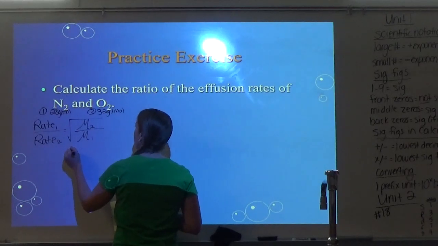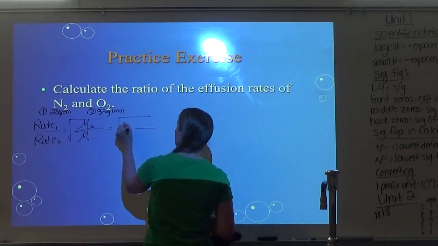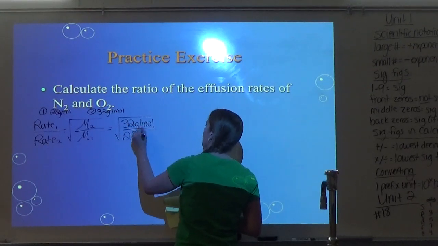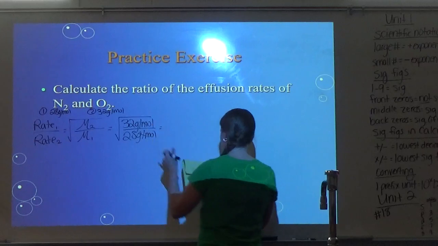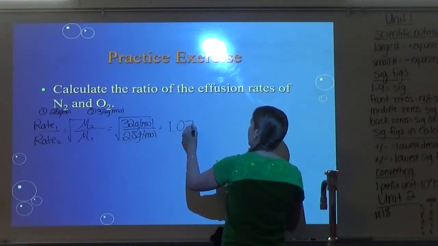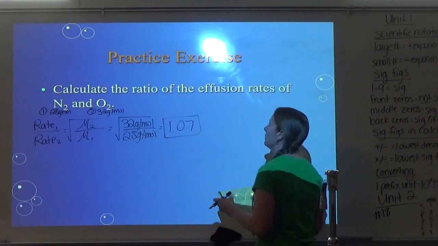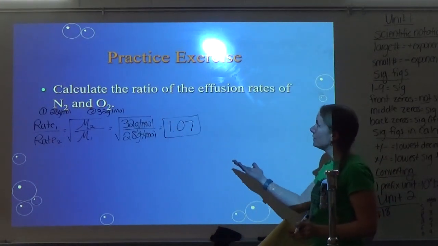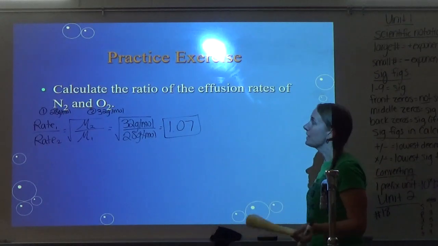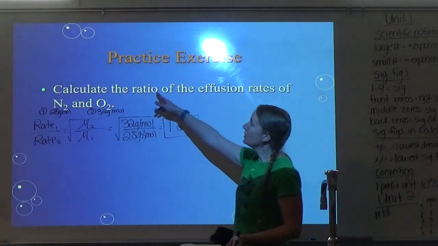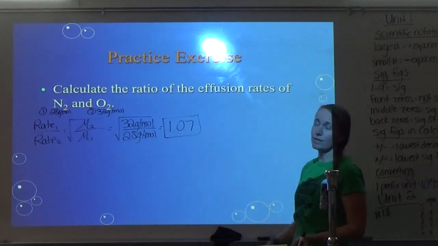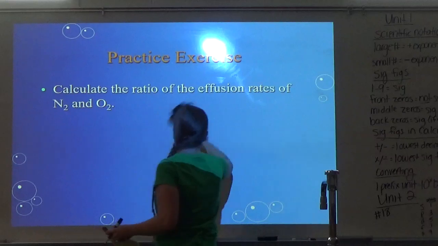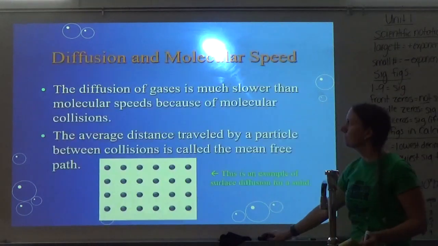So my rates equal the square root of 32 grams per mole over 28 grams per mole. My grams per mole cancel, and I get 1.07. And that is the ratio. If you remember in honors, we would then write this sentence, N2 gas effuses 1.07 times faster than O2 gas. But notice here, it just said calculate the ratio. So that is the ratio, and then we're done. Hopefully you remember that from honors. Maybe not the first one. The first one was a little trickier.